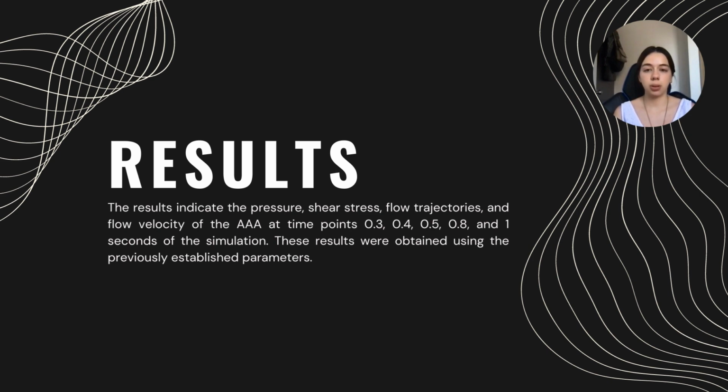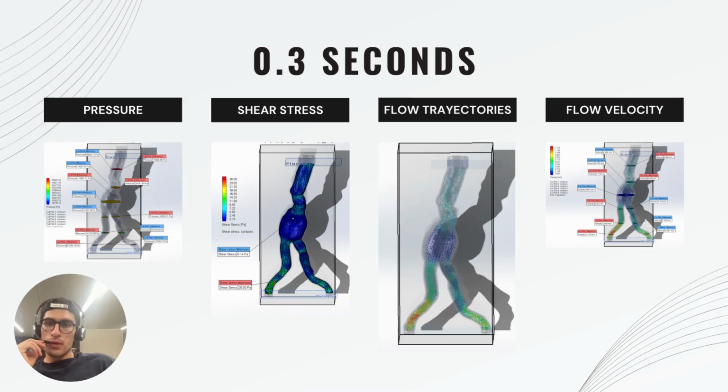Results are presented below. They indicate the pressure, shear stress, flow trajectories, and flow velocity of the abdominal aortic aneurysm at five specific time points of the simulation. These results were obtained using the previously established parameters. The first measure takes place at 0.3 seconds.